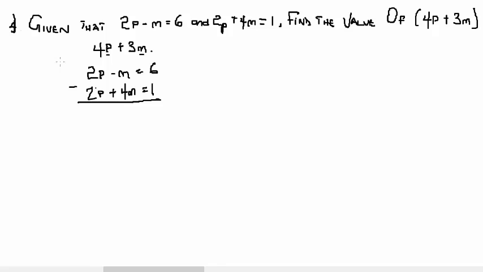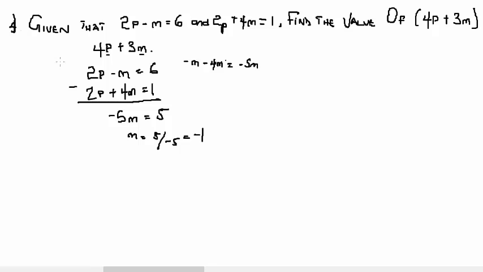So 2p minus 2p, I have 0. p is already eliminated. Minus m minus 4m will give you minus 5m. Okay, so I have minus 5m is equal to 6 minus 1, which gives 5. So my m becomes 5 over minus 5, giving me m as minus 1.